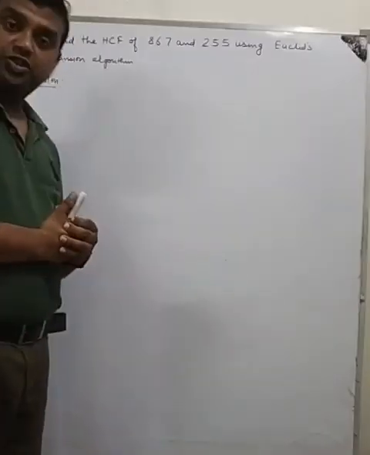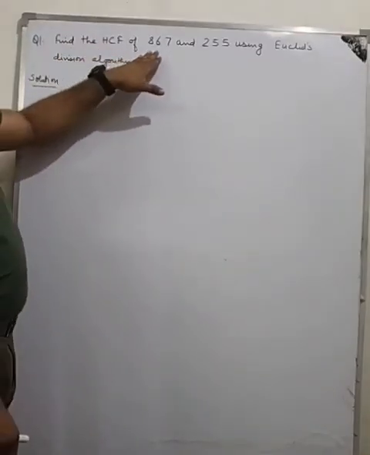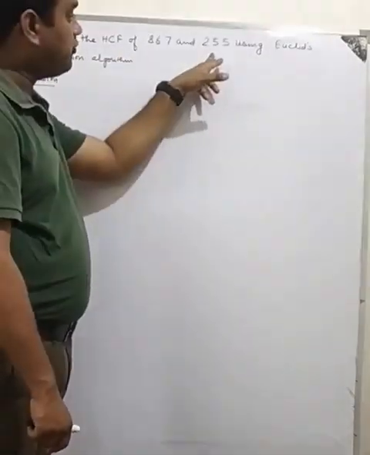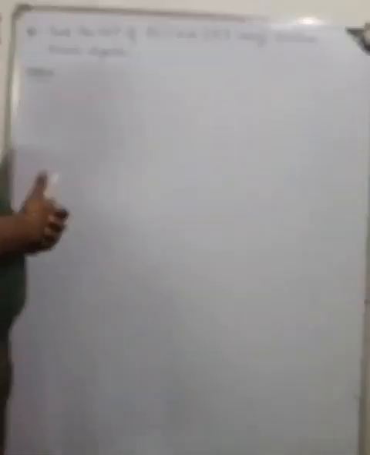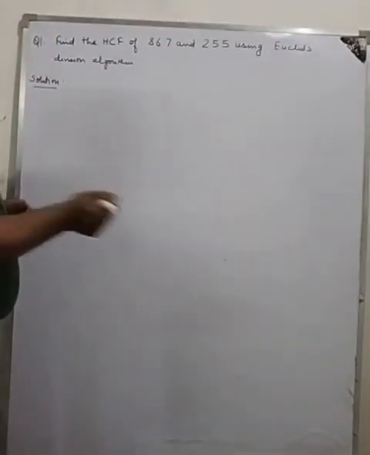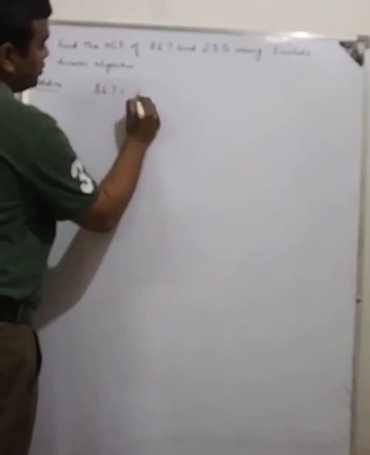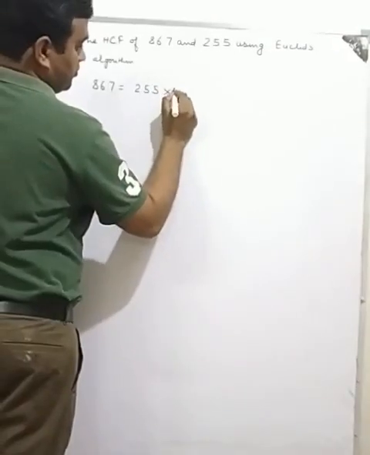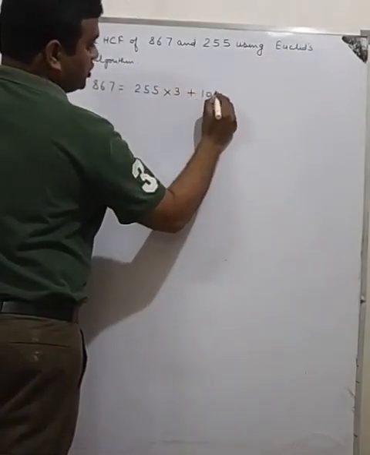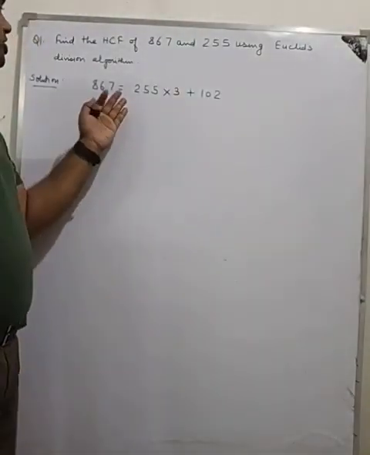So let's start the first question of today's lecture, which is find the HCF of 867 and 255 using Euclid division algorithm. So let's start the solution of this question. So when we divide this 867 by 255, it will go 3 times and give 102 as a remainder, which I already discussed in my lecture, how to do the division process.